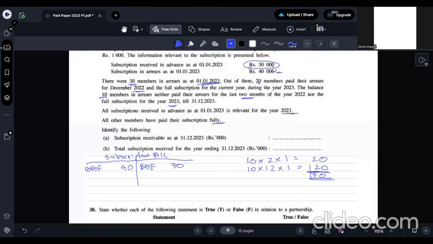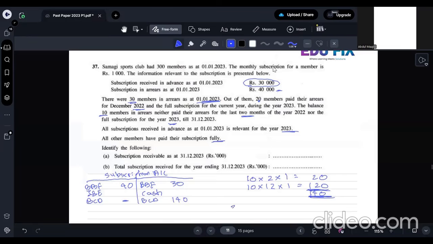That means your closing arrears will be only this amount. All the other members have paid everything. The closing arrears will be 140. BCD 140. And there is no sign of any closing advance. Closing advance will be 0. Then the cash amount you can put in the credit side. Cash, debit, subscription, credit. Income and expenditure amount for the amount in the debit side. How can you find the for the year amount? There are 300 members into 1000 per month into full year 12. The for the year amount will be 300 into 12, 3600. Then you can balance off and find out how much is the cash received from members.